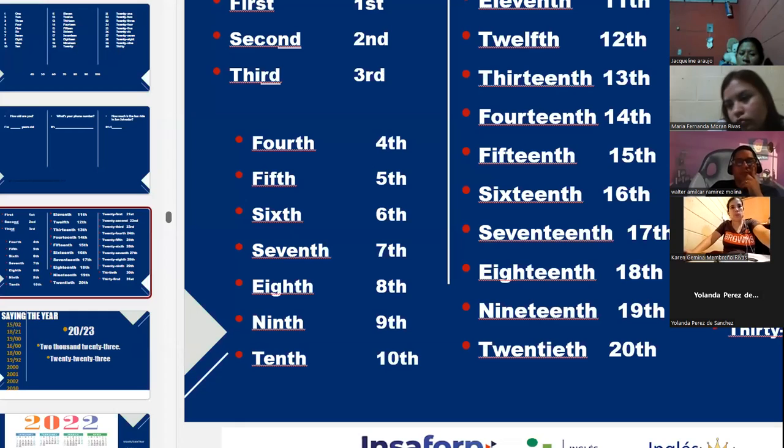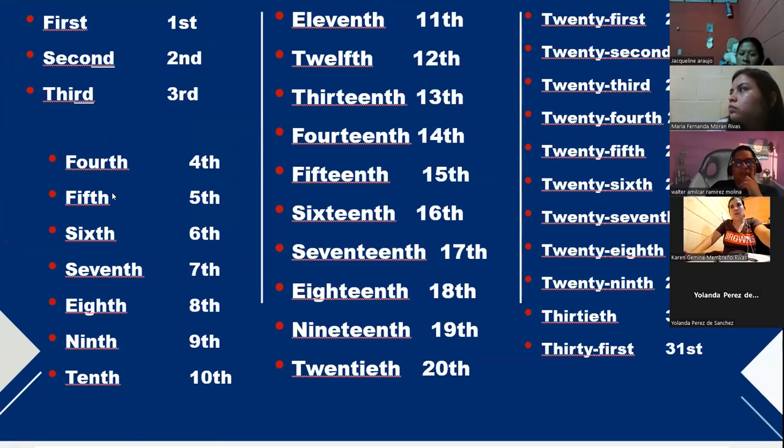And here we go. Vamos. Tenemos fourth, fifth. Miren, fifth. Aquí no van a decir five. Aquí es fifth. Sixth. Tiene que sonar esta TH. No se oye. Vamos. Hay que hacer el intento. Seventh. Eighth.